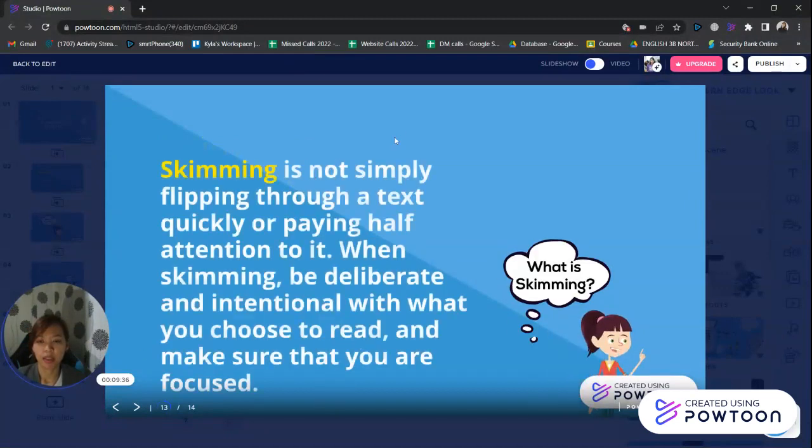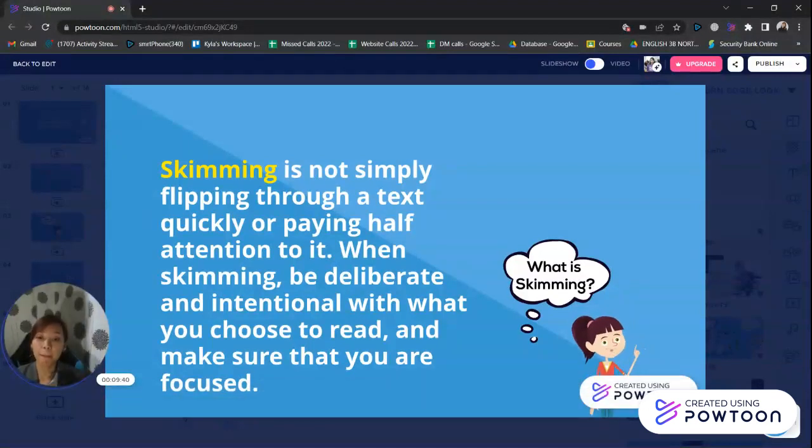So, as per here, skimming is not only flipping through a text quickly or paying half attention to it. All right, because that is called scanning. Scanning is the opposite of skimming. All right, when we skim, we should be deliberate and intentional with what we choose to read and make sure that we are focused. All right. So, of course, you have to be specific.